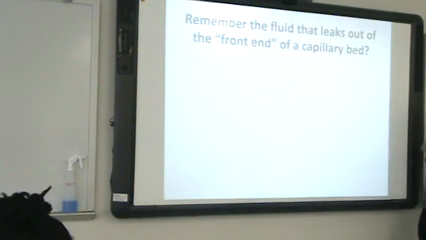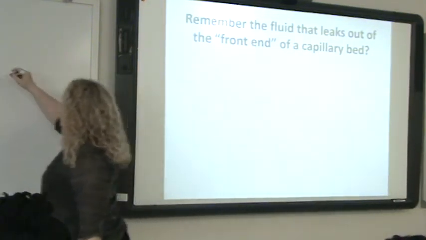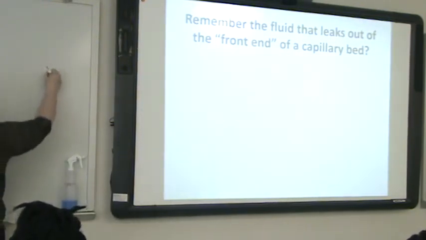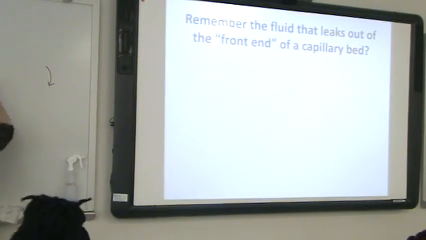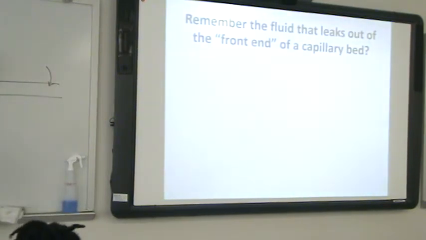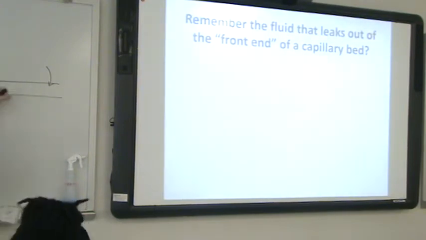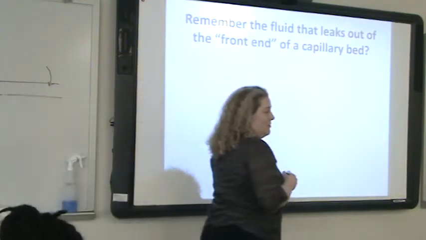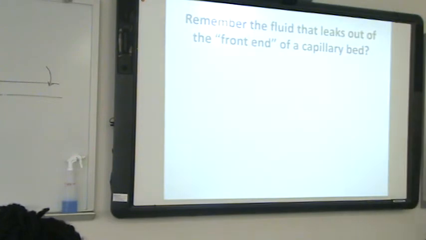We're going to start with that concept that we had some fluid leaking out at the beginning of the capillary bed, and most of it came back into the bloodstream at the end, but not all of it. So we had overall loss of fluid out of the bloodstream in the capillary bed. Getting that fluid back is what the lymphatic system is for, generally. So we're starting at the capillary bed.